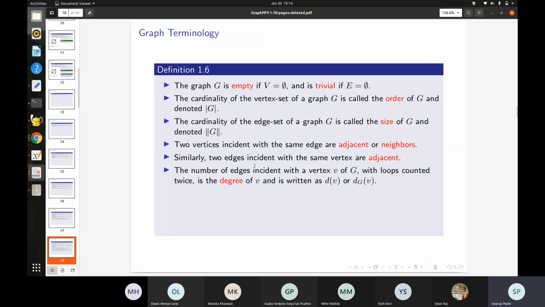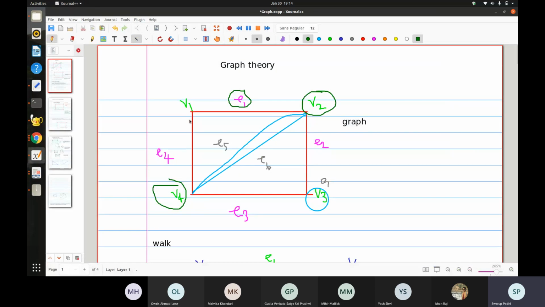Let us also see a term called degree. The degree of a vertex is the number of edges incident with the vertex, where you count the loops twice, and that is denoted by d of v or d subscript G of v. As you can see here, the degree of V1 is going to be 2 because two edges, E1 and E4, are incident with it.